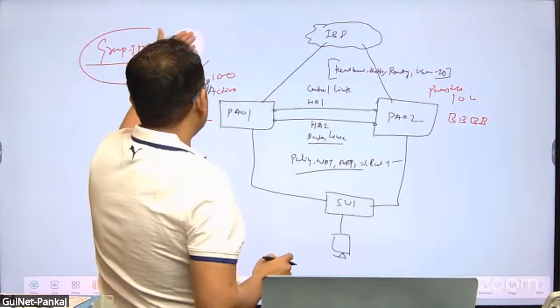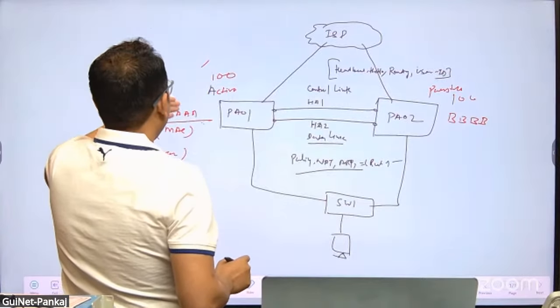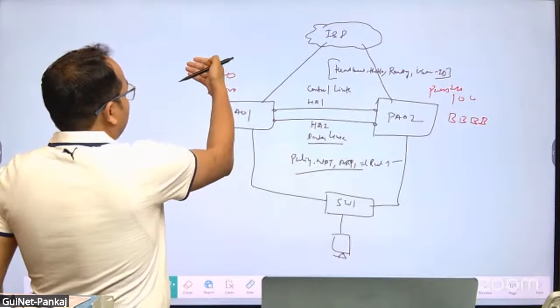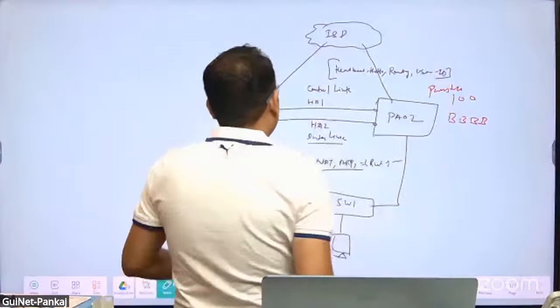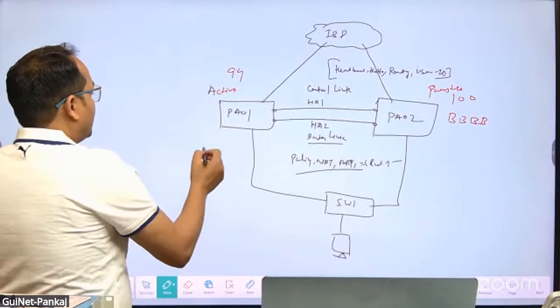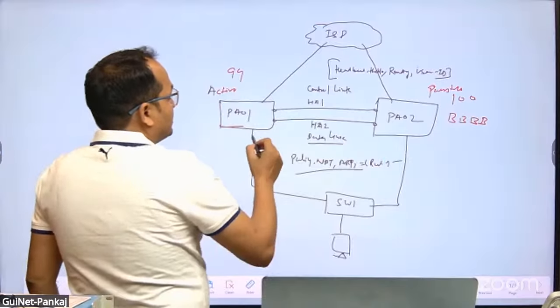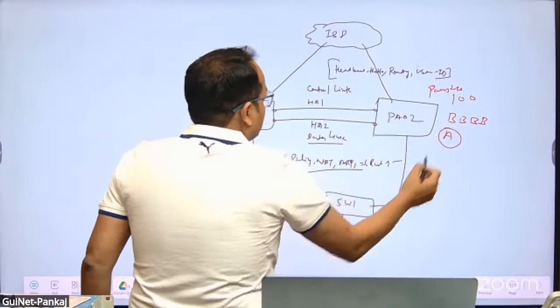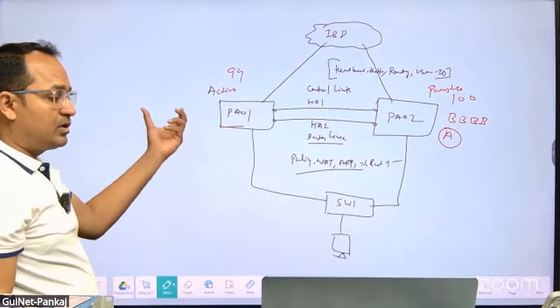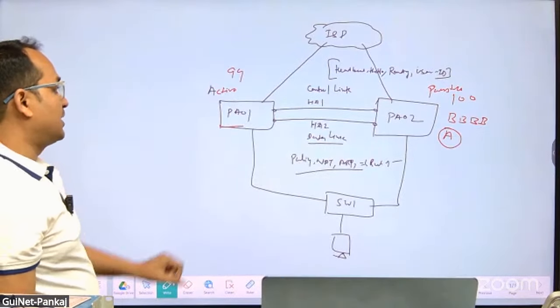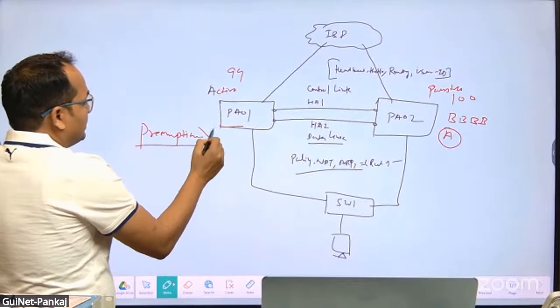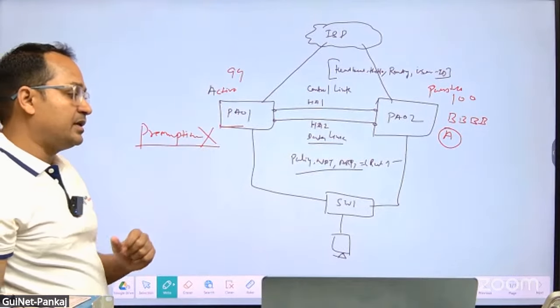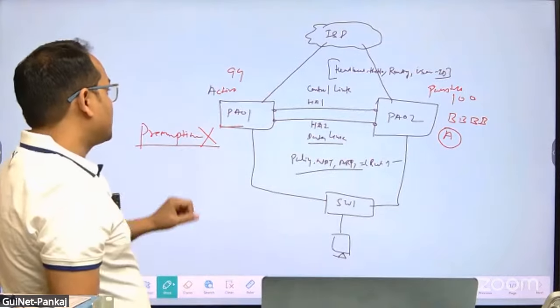Now we discuss in case this is my active firewall, which has priority 99, and this is the passive firewall, with priority 100. Let's suppose this firewall goes down and this one becomes active. How is this firewall going to become active again? What special configuration is needed? Preemption needs to be enabled. Yes, we need to enable preemption. If preemption is not enabled, this firewall will never automatically become active again. So preemption is going to be there.